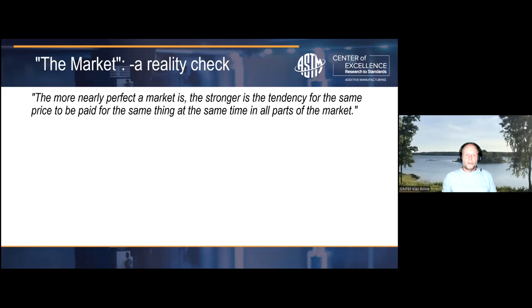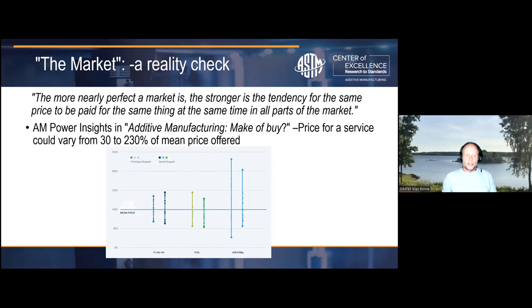The more nearly perfect a market is, the stronger the tendency for the same price for the same thing at the same time. Also from Germany, AM Power Insights, a consultancy business, looked into this, and they checked for a service. The same service for AM could vary from 30% to 230% of the mean price offered. Same service. So the market hasn't really been perfected yet.